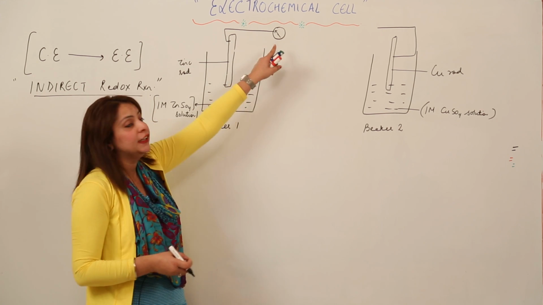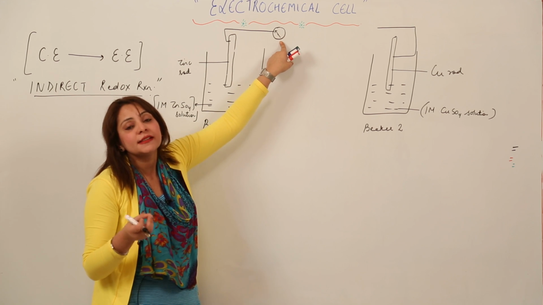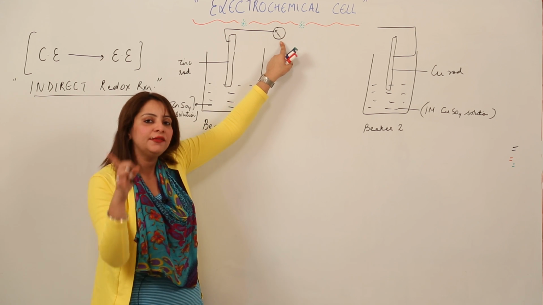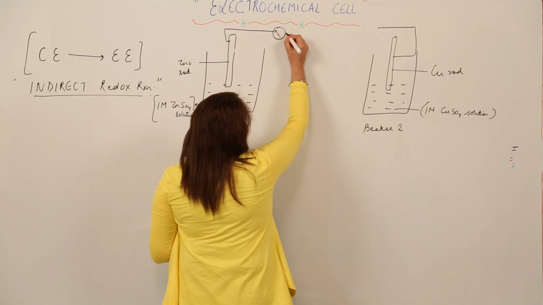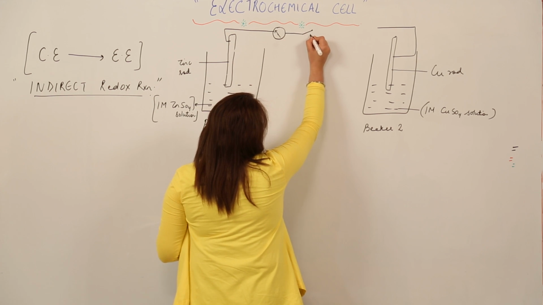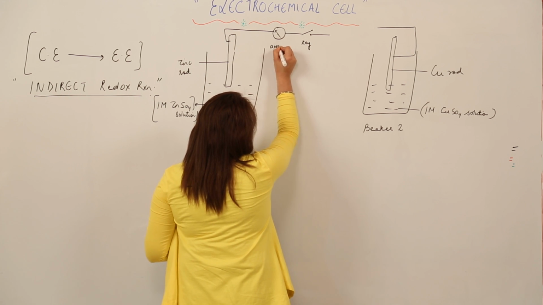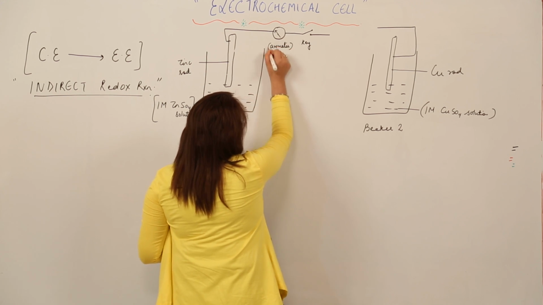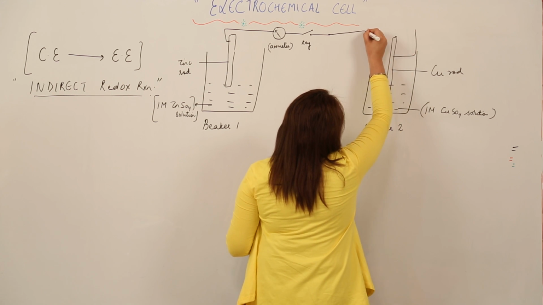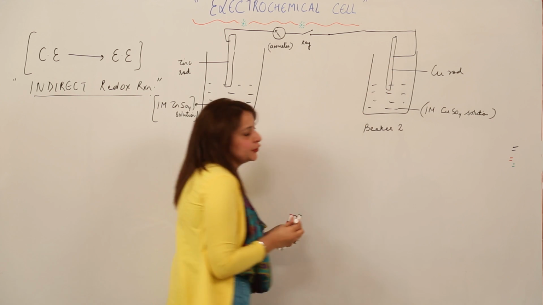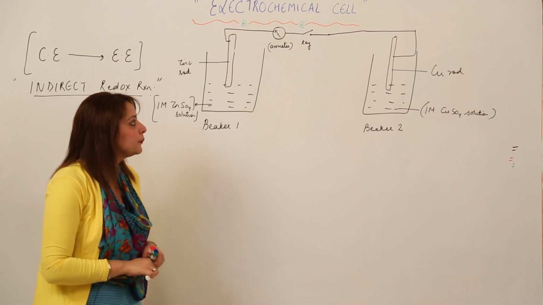So what we commonly use is the ammeter. What I have taken here is an ammeter which has a needle that shows the deflection whenever current is produced, right? We have the wire, we have the switch, or you can say the key. This is the ammeter, we have the key, and by means of these wires the electrodes are connected to each other, right? So this is how these two beakers are connected to each other.